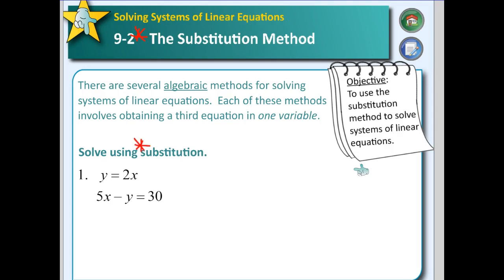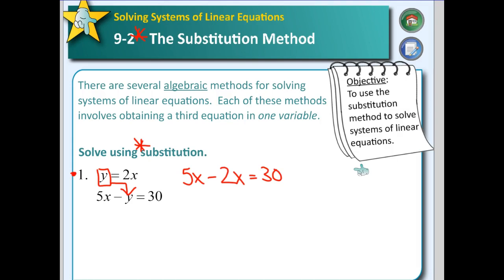All right? Now, if I have everybody look with me really quick, here at problem number 1, I have a system of equations. I have two equations, but the first one already has y isolated. So to solve this system, we're going to take this y that's isolated and plug it in for the y in the second equation. So it would look something like this. We have 5x minus y, and when I substitute in the first equation, y equals 2x, we get 5x minus 2x equals 30.